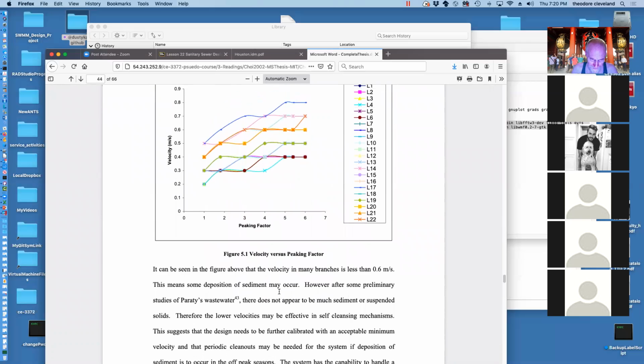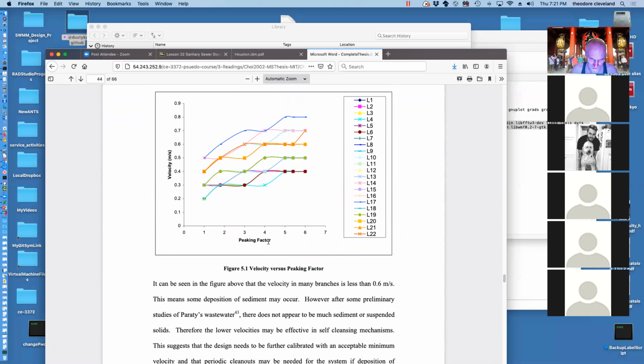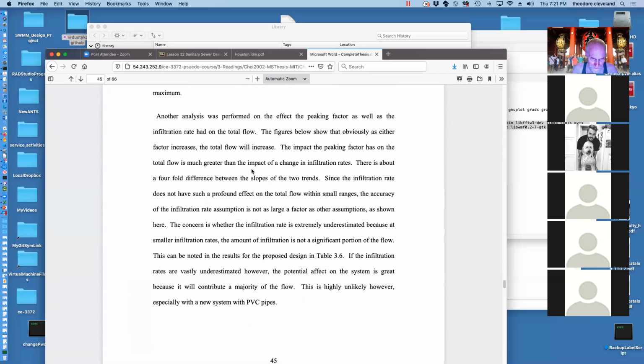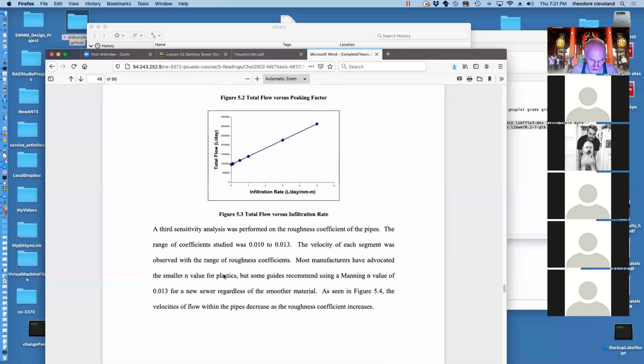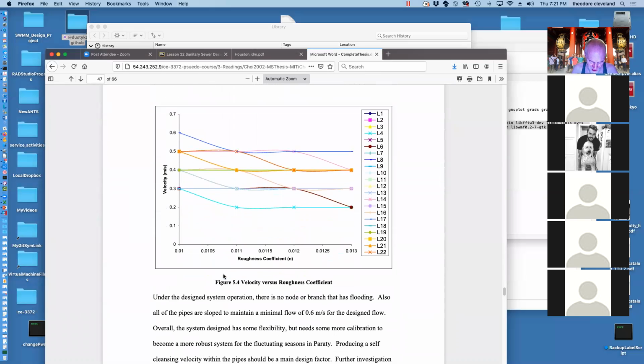And finally, some other analysis, looking at the effect of peaking factor on velocity. Even at the highest anticipated flow rates, velocities are still less than 0.8 of a meter per second, so less than 4 feet per second, and above 2. So we're pretty much in the solid transport range in this entire envelope of possibilities. And then the total flow versus peaking factor and infiltration rate versus total flow were performed to see how sensitive the system was to those.